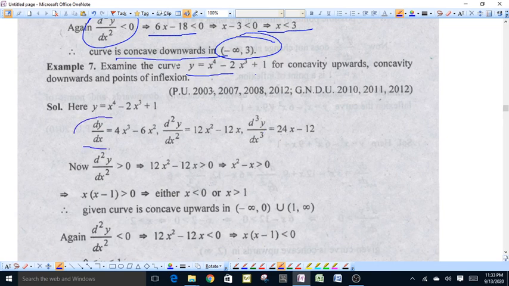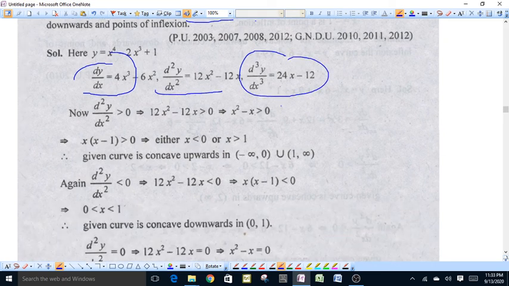The first order derivative of the curve is equal to 4x cube minus 6x square. The second order derivative is equal to 12x square minus 12x. The third order derivative is equal to 24x minus 12. The second order derivative is positive when 12x square minus 12x is positive, meaning x square minus x is positive. Factorizing, we have x into x minus 1 is positive.